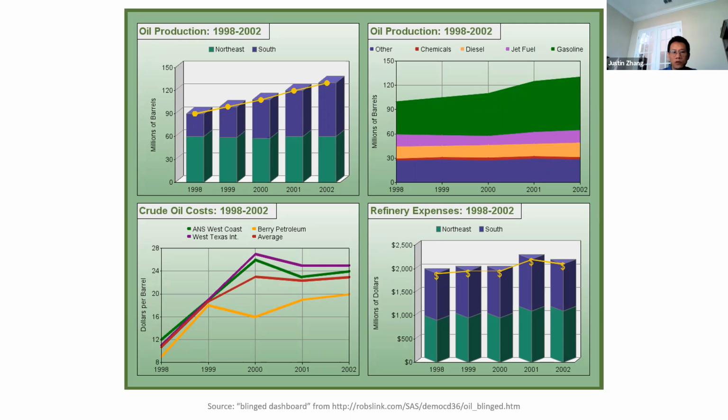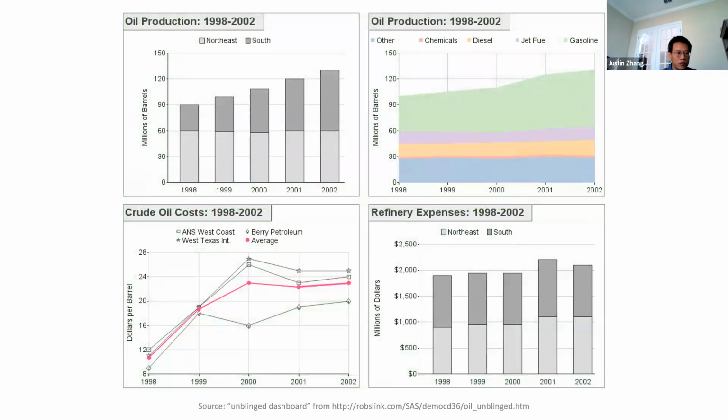So look at what we have on this dashboard. So if we make some changes, compare this one with the previous one. So this one removed the gradient colors and the 3D effects. And we also changed a few colors. So this is more effective than the previous one.